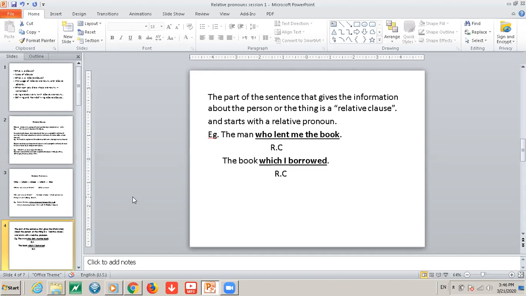For example, the man who lent me the book. Who lent me the book, starting with who, which is a relative pronoun, is the relative clause, and you can see that it is underlined. The book which I borrowed is the relative clause, which starts with the relative pronoun which.